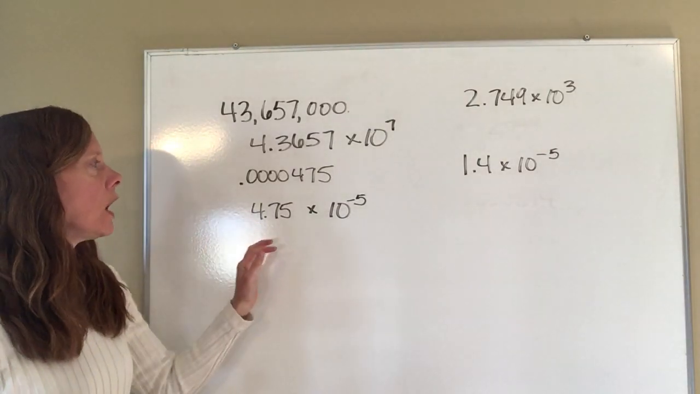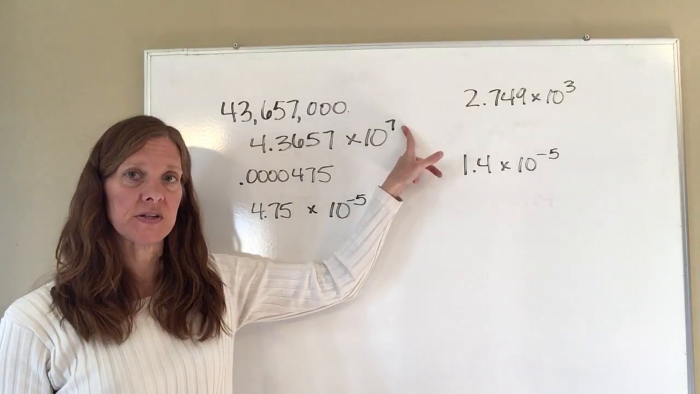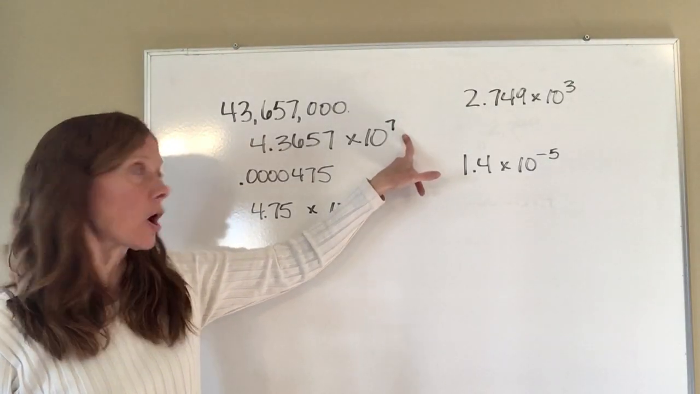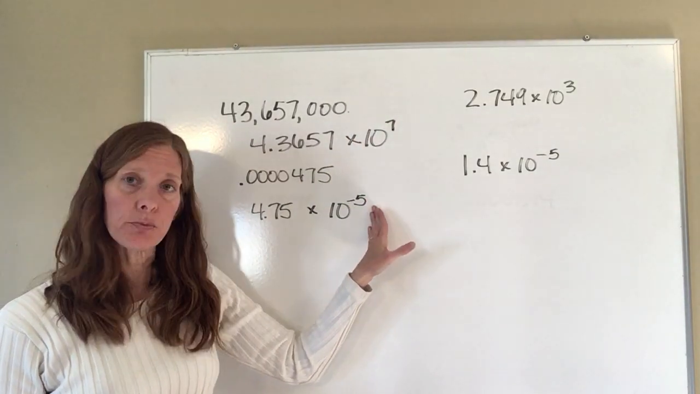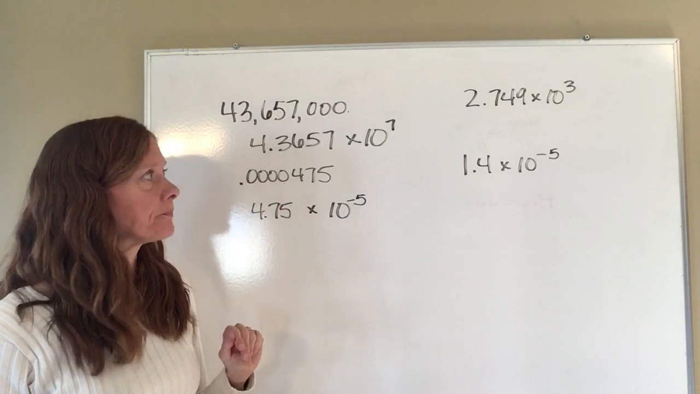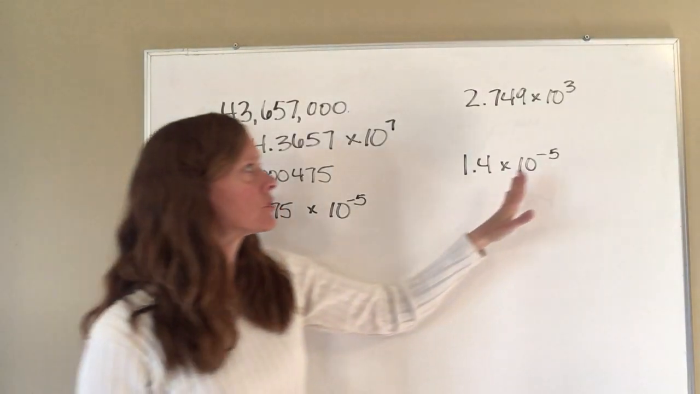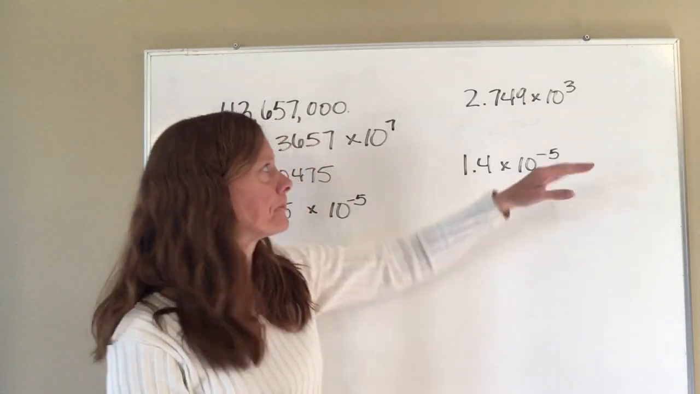Okay? So the easiest way to remember it is that if you have a positive number on the 10, that started because you had a large number to start out with. If you have a negative number on the 10, it's because you had a really small decimal to start out with. So now let's take a couple of numbers that were in scientific notation and let's put them back into decimal notation.